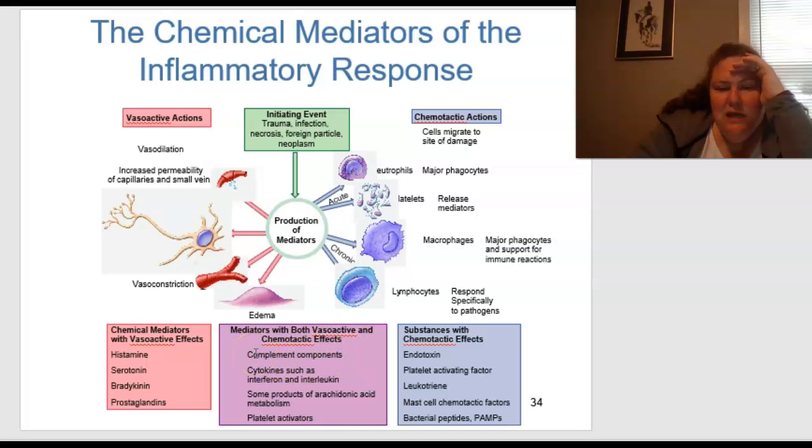Some of these would be cytokines such as interferon and interleukin, and some products of arachidonic acid metabolism, as well as platelet activators. Then you also have substances with chemotactic effects, and these would be your endotoxins, your platelet activating factors, your leukotrienes, your mast cell chemotactic factors, as well as your bacterial peptides and PAMPs.